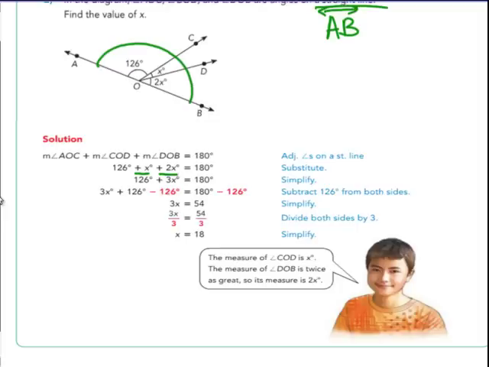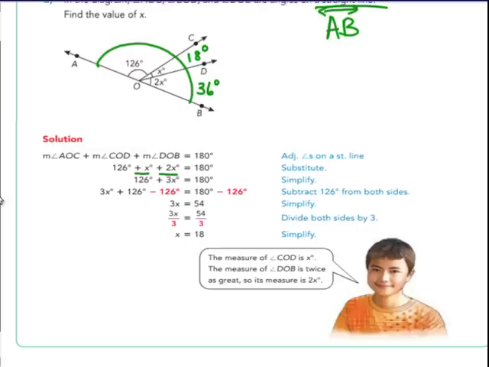So adding your like terms together here, 126 plus x plus 2x, you get 3x. X plus 2x makes 3x. Subtracting 126 from both sides, you're going to get 3x equals 54. Dividing by 3, you get x equals 18. So COD is 18 degrees, right? That's x. And twice of that would be 36 degrees.